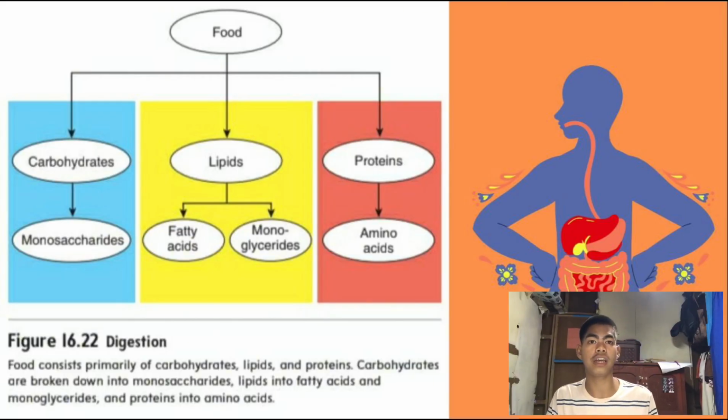So next, figure 16.22, digestion. Let's move into the figures. Figure 16.22, digestion. Food consists primarily of carbohydrates, lipids, and proteins. Carbohydrates are broken down into monosaccharides, lipids into fatty acids and monoglycerides, and proteins into amino acids.